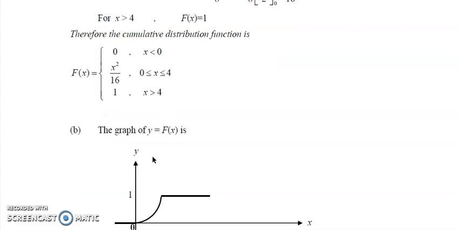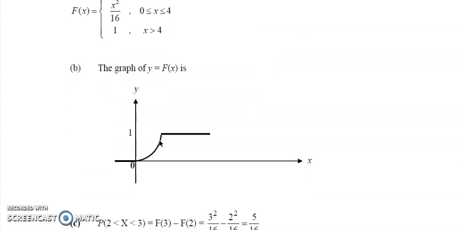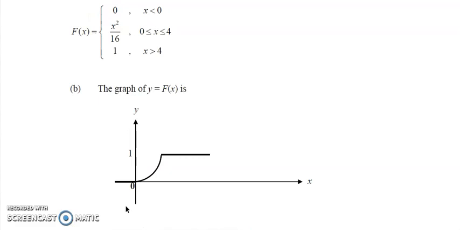Then the next question asks to sketch the graph. When x is less than 0, we have 0. From 0 until 4, you can put a note here that this is 4, and we have x squared over 16. This is the curve. Then we have 1 when x is more than 4.